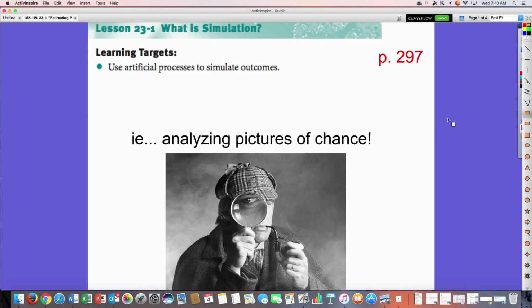Math fans, today is a quick one, lesson 23.1. I'm on page 297, but there's probably a note page you could fill out of what we're going over.